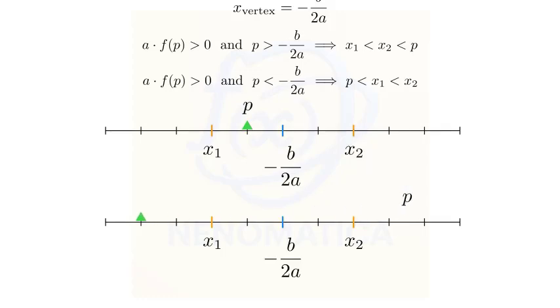Now slide p to the far right, beyond x2. Then a times f of p is positive. And since p is to the right of the vertex, p is greater than both roots. Finally, move p to the far left beyond x1. Again, a times f of p is positive. And now p is less than the vertex, so p is less than both roots.